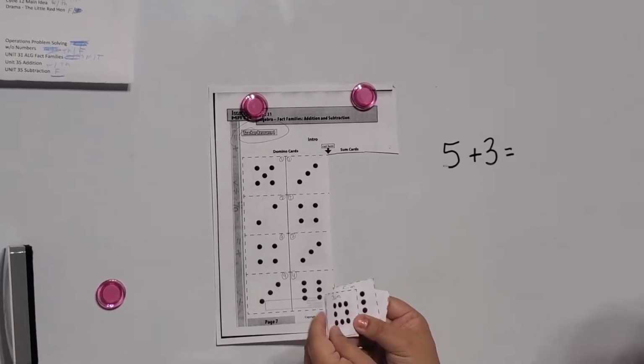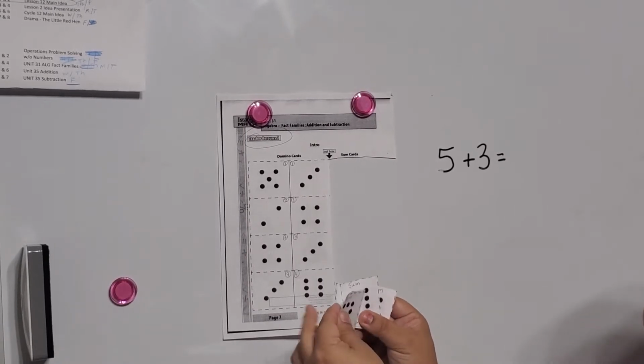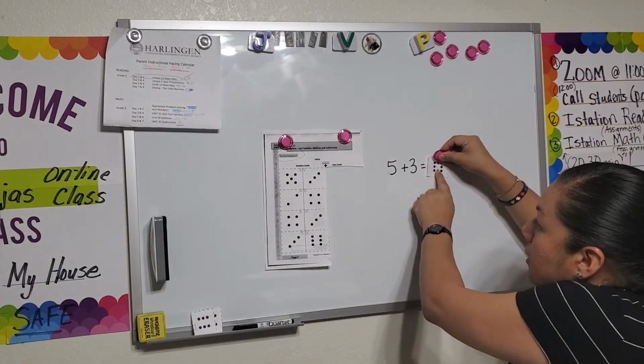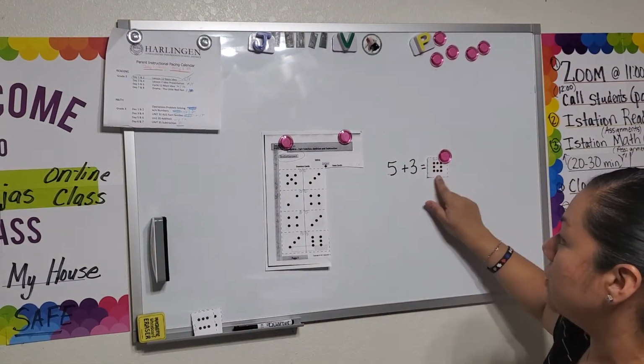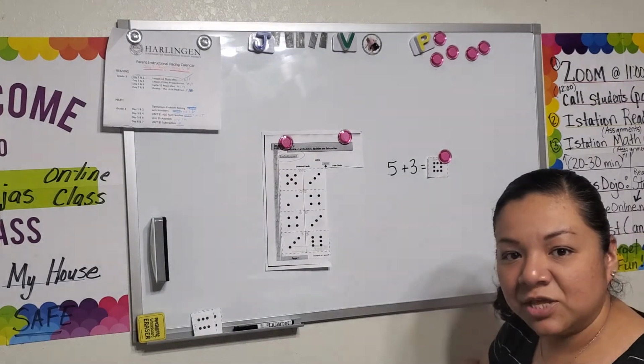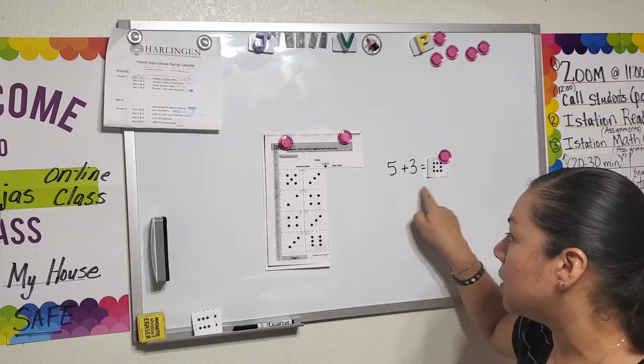So I have 1, 2, 3, 4, 5, 6, 7, 8, okay? So make sure that you're counting those pips, those dots on there. And I know that my sum here for 5 plus 3 would be 8, okay? So then you can play a few rounds with these cards, creating your addition problems, just like here.